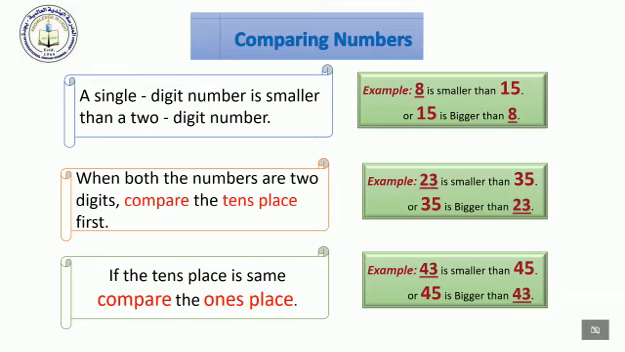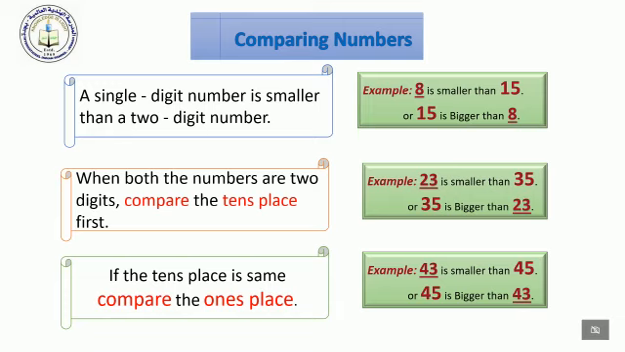When both the numbers are in two digits, then we have to compare the tens place first. For example, 23 and 35 are two-digit numbers. The tens place of 23 is 2, right? And the tens place of 35 is 3. So 2 is smaller than 3. That means 23 is smaller than 35.